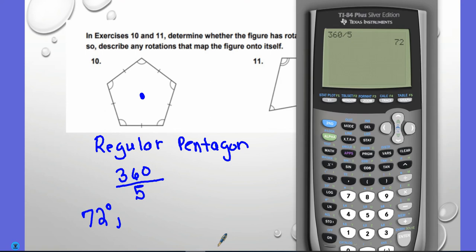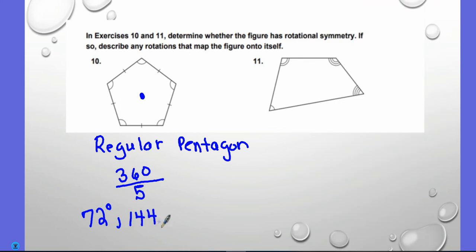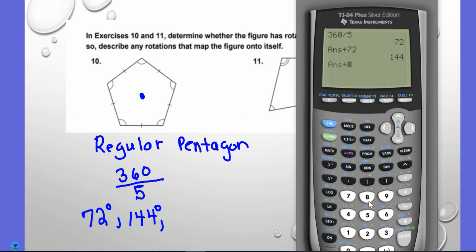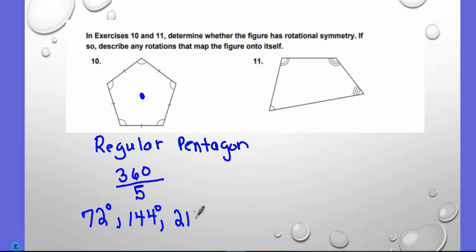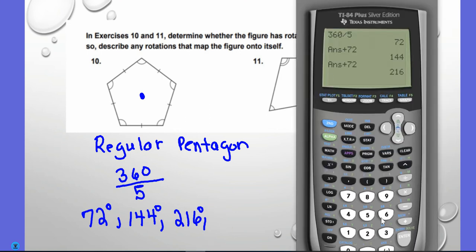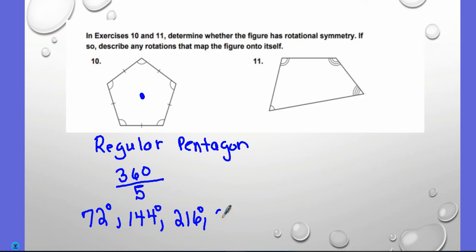Let me do another one. I'm going to add another 72 to this. So if I rotate it 144 degrees, it will end up back on top of itself. And I'm going to add another 72 to this. If I rotate it 216 degrees, it will end up back on top of itself. Alright, I'm going to add another 72 to this, and that's 288 degrees. It'll end up right back on top of itself.